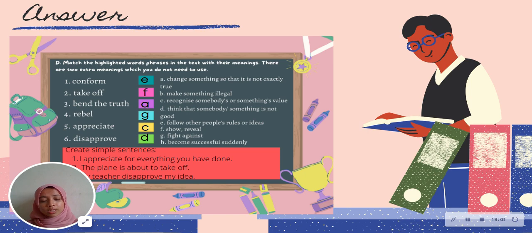And for the last one, my teacher disapproved my idea. I use the word disapprove here, which you already know. Disapprove means think that somebody or something is not good. So my teacher disapproved my idea, maybe because my idea is not good enough. So what I can do is come up with a new idea and try to find the opposite of disapprove, which is approve, so that the teacher could approve my idea for the next discussion. So that is all for the activity.